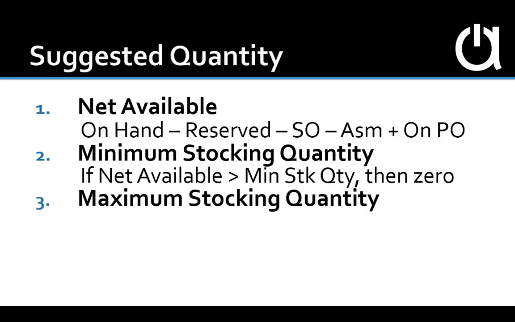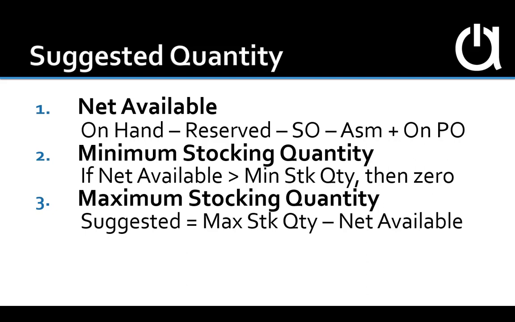So the suggested reorder quantity will restore inventory to the maximum stock quantity. Whenever you've set both the minimum and maximum stock quantity, keep in mind the maximum stock quantity is required when the minimum stock quantity is set. So this is translated as the maximum stock quantity minus the net available.